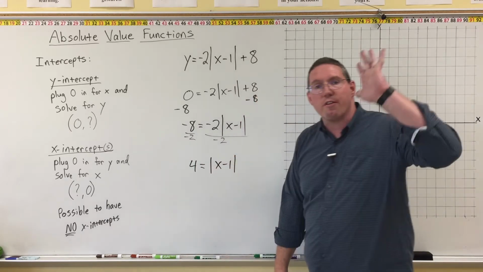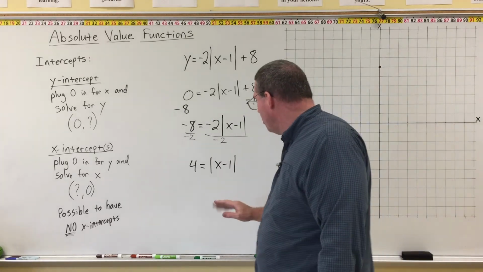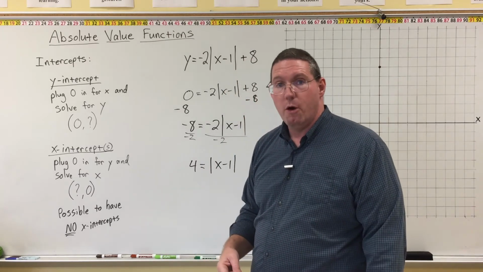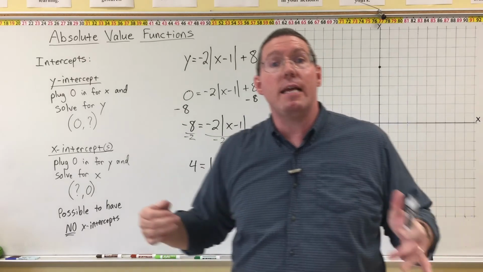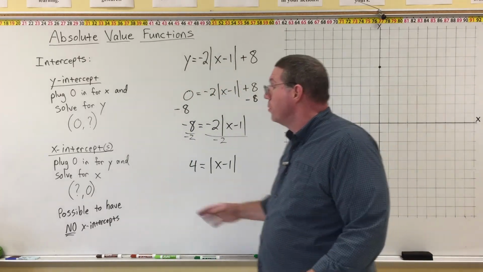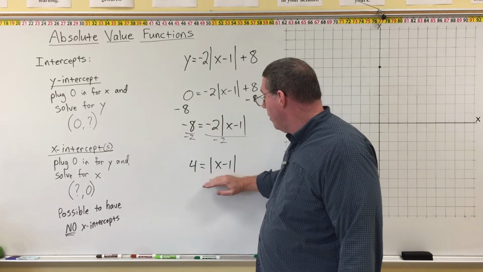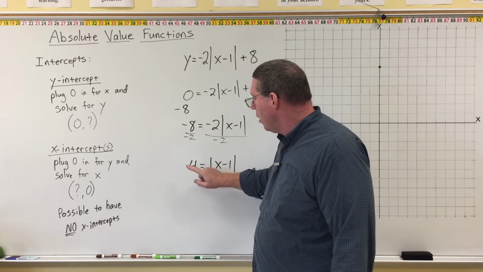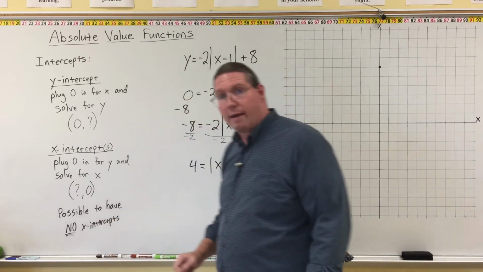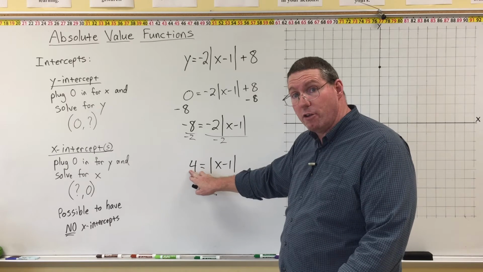At this point, you need to stop for a moment and make sure of something. You need to make sure that what is on the other side of this equal sign is positive or 0. It just can't be negative. If it's negative, then there aren't going to be any x-intercepts at all, because the absolute value of an expression cannot equal a negative value. So that's how you know whether there are no x-intercepts. In this case, this absolute value is equal to a positive value.